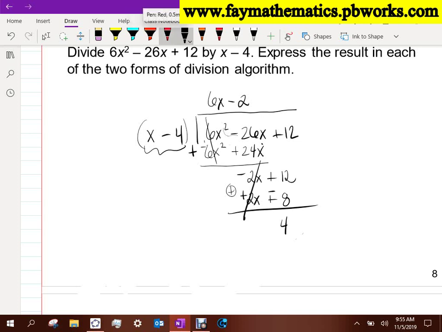Nobody's ever going to write this, but you can write it in your notes if you want to. That 4 is actually 4x to the 0, because x to the 0 is 1, so I have 4 times 1. We just usually write that as 4. But this is why my algorithm stops here. Is that a degree less than the divisor? Yes, so it tells me to stop. So 4 must be my remainder. So I come up here, plus 4 over x minus 4.